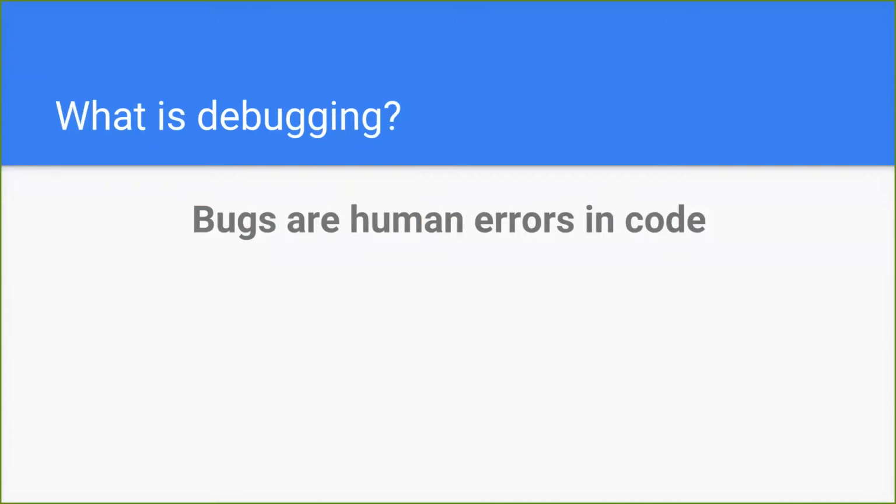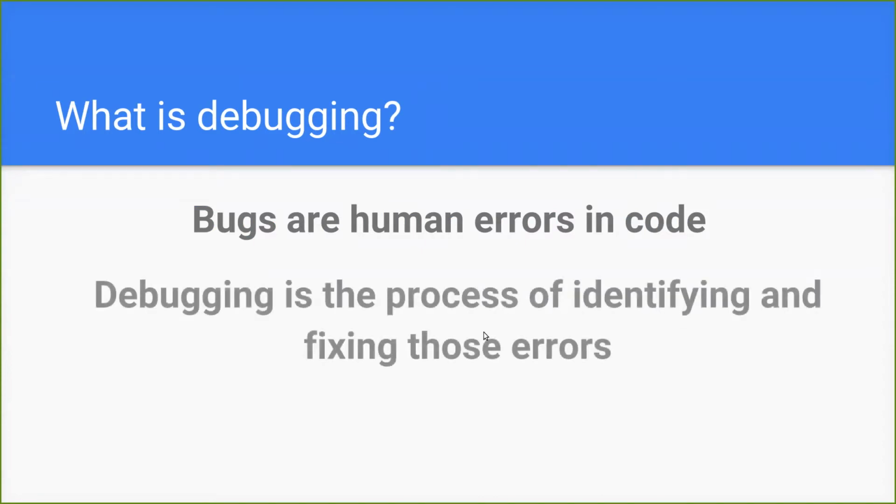So how do they get there? Well, if you wrote the code, then the bad news is that you put them there, because bugs are human errors. The good news is that if you made the errors, you're also able to fix them. The process of identifying and fixing these human errors is what we mean by debugging.